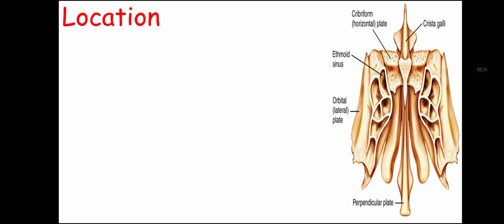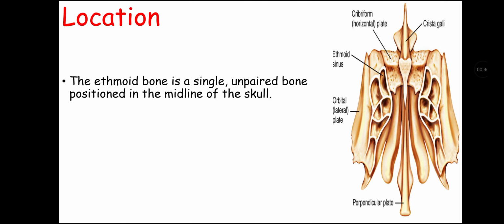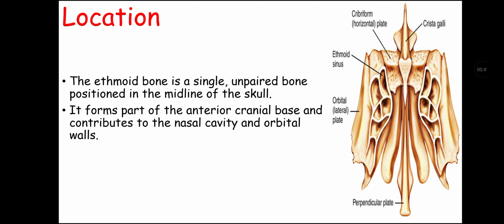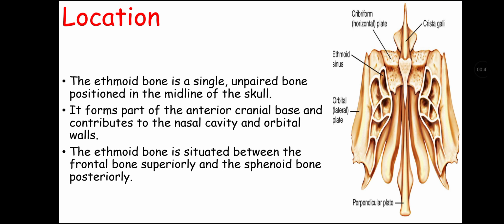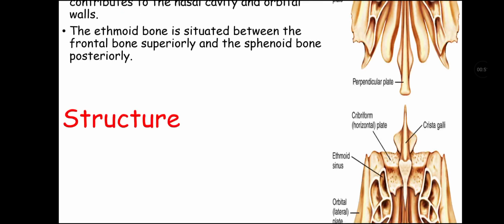Now let's talk about the location of the ethmoid bone. Ethmoid bone is single, unpaired bone positioned in the middle line of the skull. It forms part of the anterior cranial base and contributes to the nasal cavity and orbital walls. Ethmoid bone is situated between the frontal bone superiorly and the sphenoid bone posteriorly.